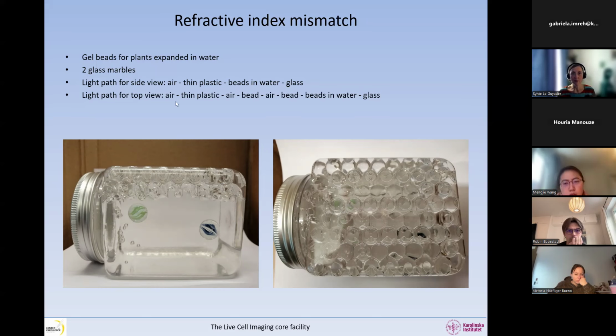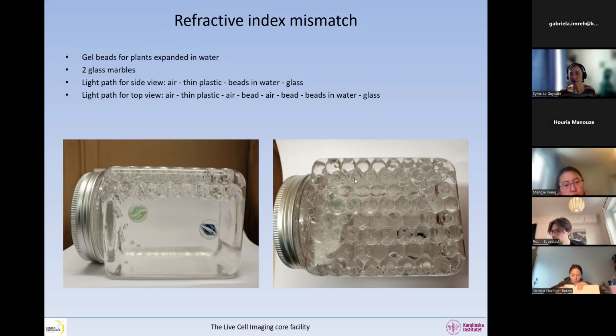Now, what is the light path from the top view? We go through the air, and then thin plastic, and then again air, because there's a lot of air there. And then we go inside this water bead, so we have again the refractive index of water. And then we go again to air and beads and air and beads. And then finally we get to the marble, which is made of glass. So there are a lot of refractive indices here.